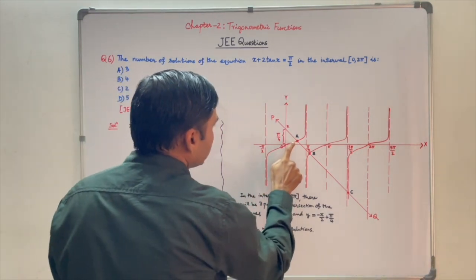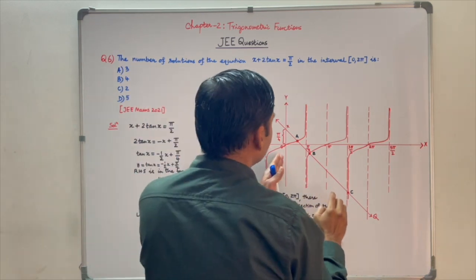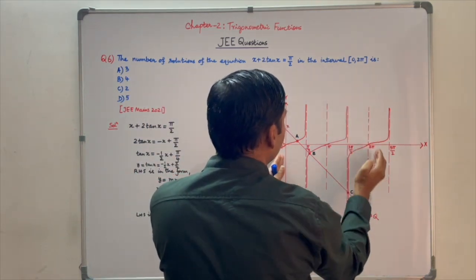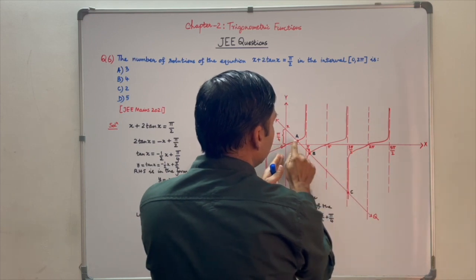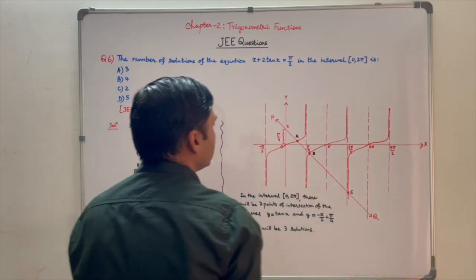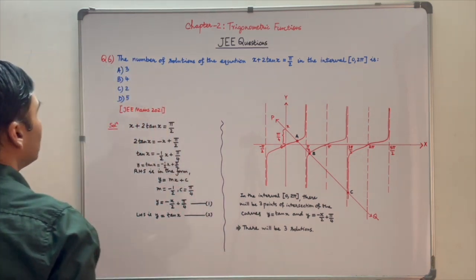So the points of intersection between x is equal to 0 to x is equal to 2 pi in the given interval are marked by points A, B and C. So there will be 3 solutions. So the correct option is option A.